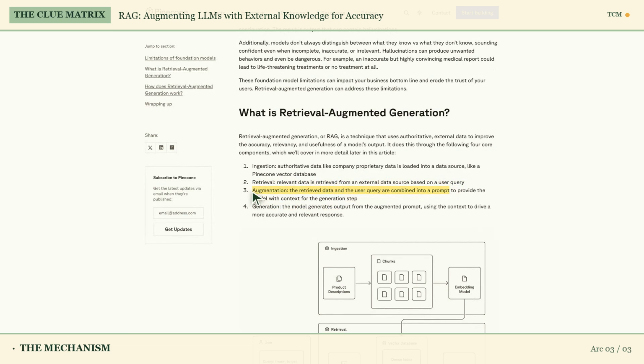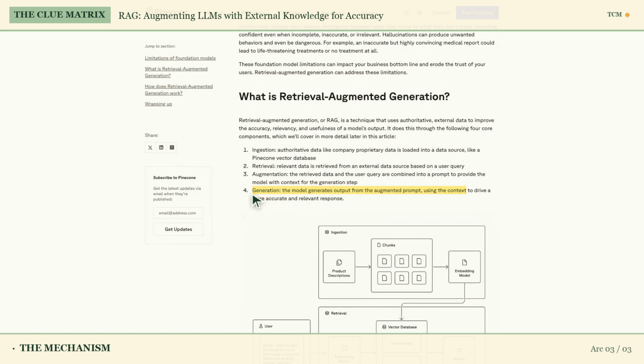The third step is augmentation. The most relevant chunks found during retrieval are then carefully inserted alongside the original user query into a predefined prompt template. This combined text forms a new enhanced prompt, often called an augmented prompt, for the LLM. This is where the LLM gets its notes. It's not just the question, but also the answer-relevant context.